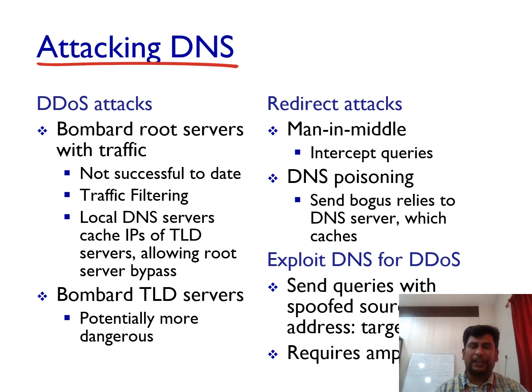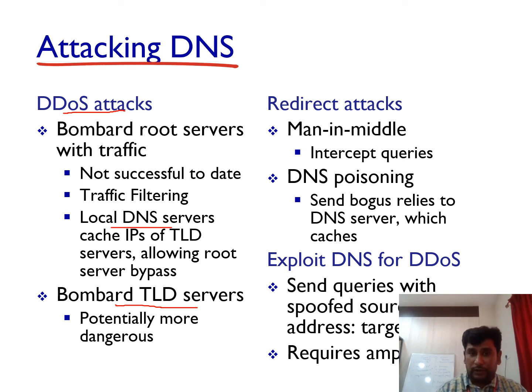Well, let's observe the last topic in our DNS, which is attacking DNS. How do we face different types of attacks on DNS? There are different types. The first one is DDoS attacks, where attackers bombard root servers with traffic. The major root servers are bombarded with heavy traffic, which creates a problem for DNS. Local DNS servers generally cache the IPs of top level domains, allowing the root server to be bypassed, so we don't need to connect again to the root server.